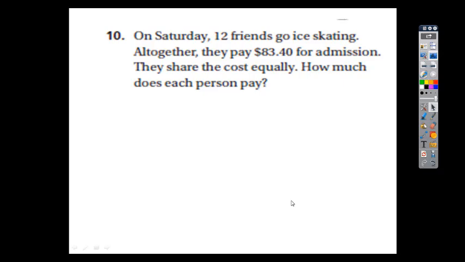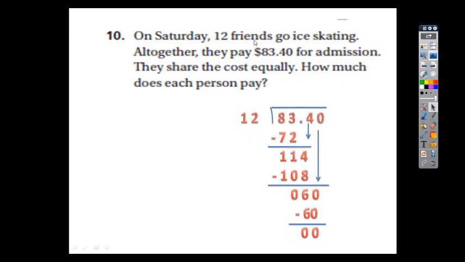So the 12 friends paid $83.44 admission. So you want to get the share of the cost for each one. If you remember, the word share means you share something together, and the word equally also means you have to distribute something equally. That means you have to divide, and you want to know how much each person pays. When you have the total number and you want to get the price of one something, that means from big to small you have to divide.